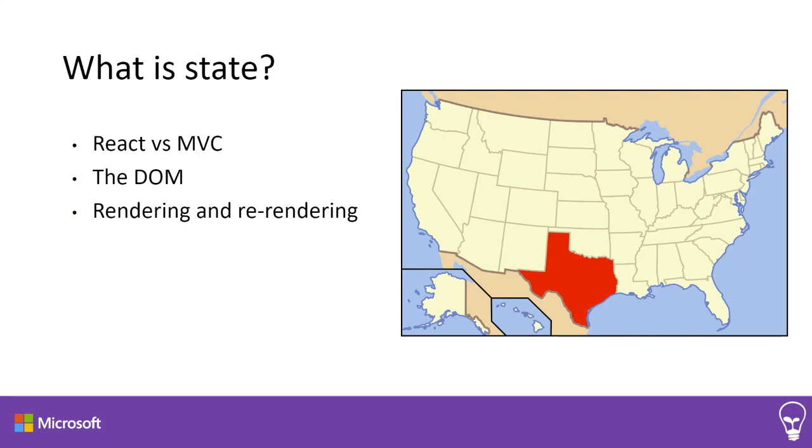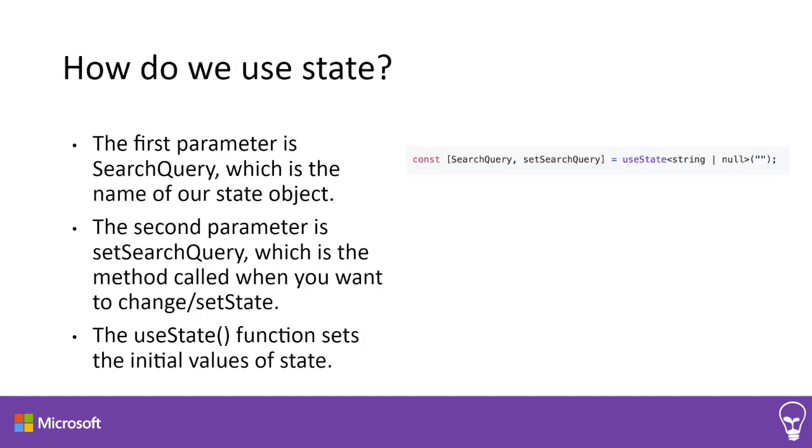So how do you change state? In hooks, you have these statements here. The first parameter is search query, which is the name of the state object, which essentially is our variable. So later in the code, we can reference search query just like any other variable. The second parameter is set search query, which is the method called when you want to change or set the state. For people who've used previous versions of React, you'll probably understand what I mean.